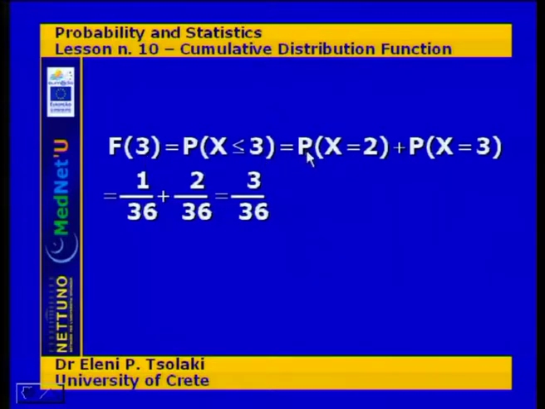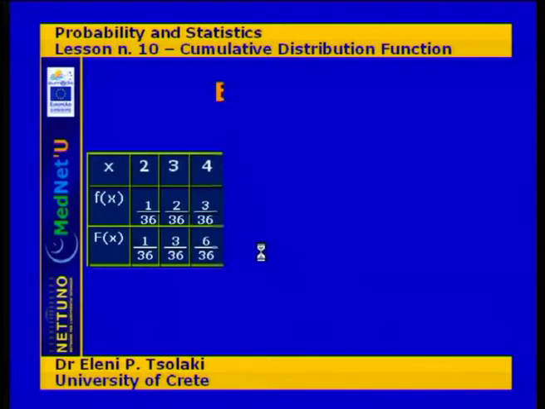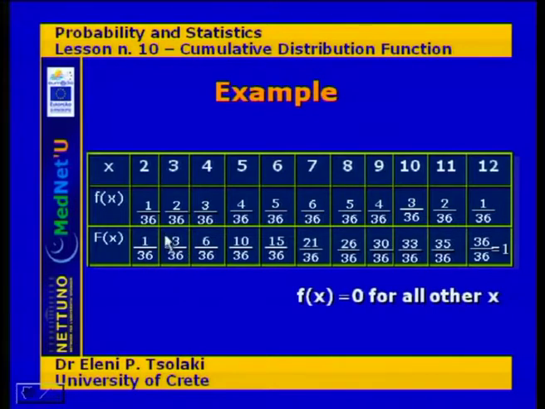So this is equal to the probability of X equals 2 plus the probability of X equals 3. From our table we have seen before, this will be 1 over 36 plus 2 over 36, which is 3 over 36, as we have seen in our table. Here, our table again, we see that we have calculated the cumulative distribution function and it's 3 over 36.